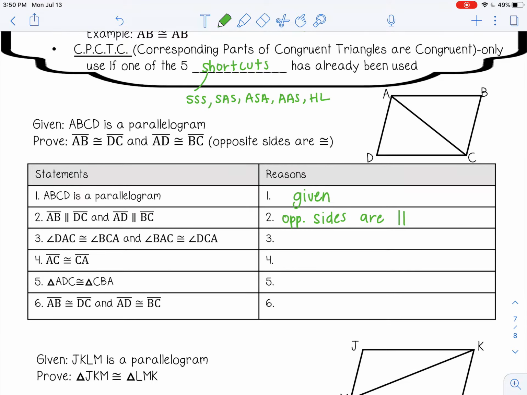All right, the next statement says angle DAC is congruent to BCA. So I'm going to mark that on my picture. And then angle BAC is congruent to angle DCA. The reason we know those are congruent is because we have parallel sides. So those would be alternate interior angles, and alternate interior angles are always congruent. All right, next. AC is congruent to CA, so this is that line in the middle, and that would be the reflexive property because it's basically saying it's equal to itself.